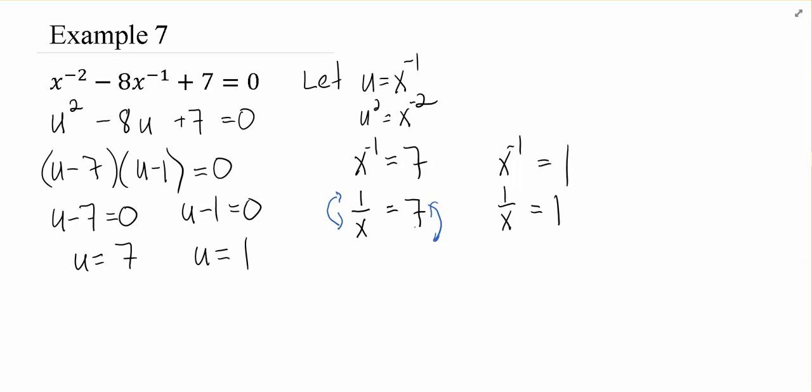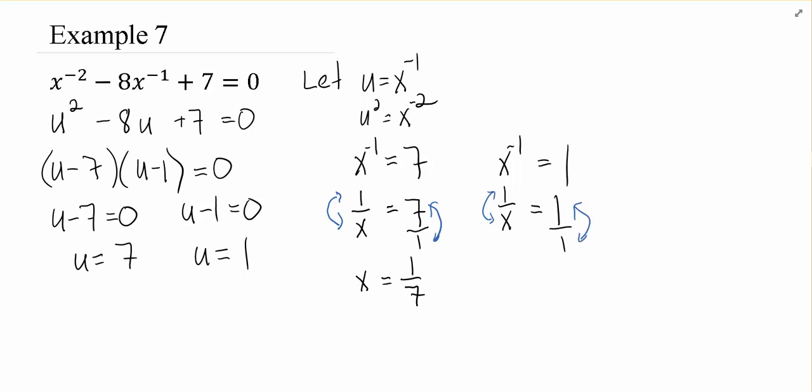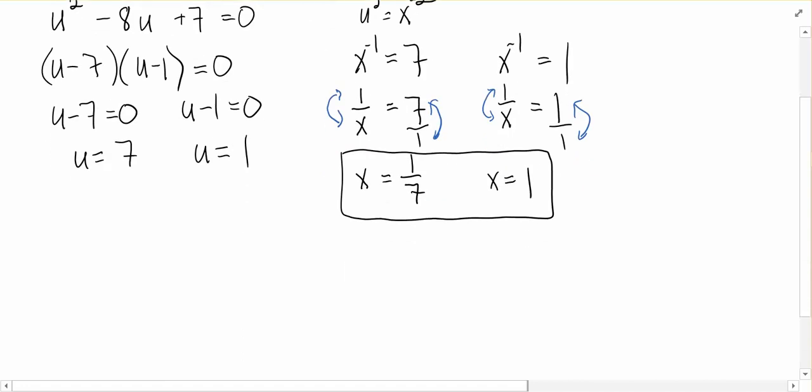Now the number 7 we can think about as 7 over 1. So when I take the reciprocal, I get 1/7. Over here, as I take the reciprocal of 1 over 1, if you flip 1 over 1, you still got 1 over 1. So we get our two answers of 1/7 and 1. So that was one approach to solving this problem.